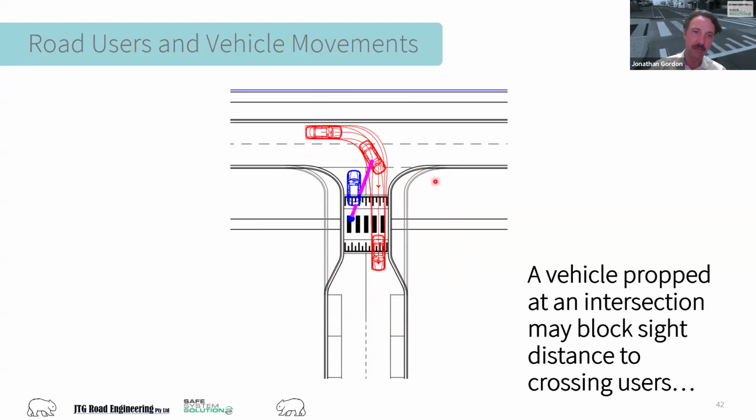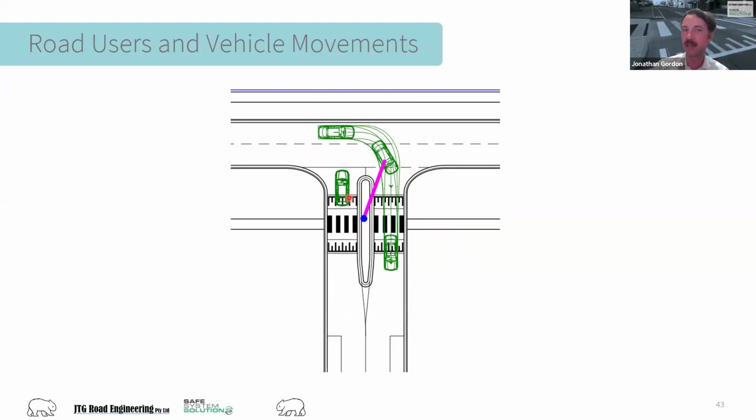There is a way that you can actually resolve this, which you might want to consider in your projects. And that would be the introduction of a median island. That then provides a bit of extra separation for the pedestrian passing the propped vehicle, giving way to this car, gives the pedestrian time to be visible again for the car entering.